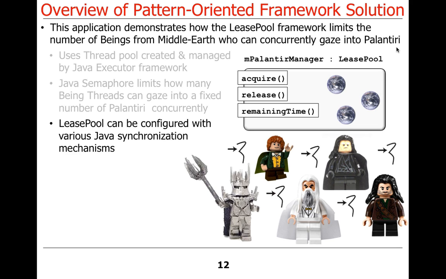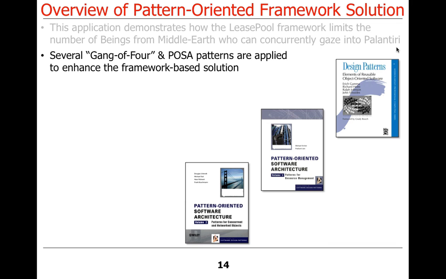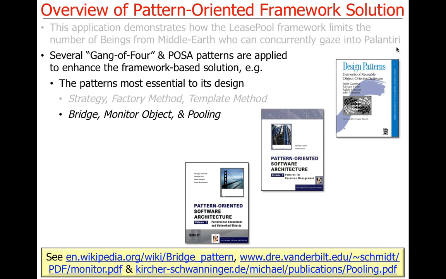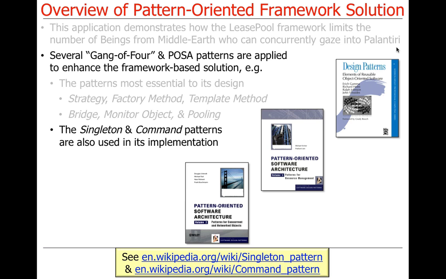And we're going to make it possible to use patterns like factory method and strategy and so on to configure synchronization mechanisms. All right, lots of patterns. The ones that are most strategic are a bunch of Gang of Four patterns like strategy, factory method, and template method. You should all be very familiar with these by now. We're also going to look at bridge, monitor object, and pooling, which is kind of an interesting pattern that appears in the POSA 3 book. And then there's also a couple other patterns as we look through the code. You'll see singleton and command used in various places, and there's other stuff probably lurking in there as well.